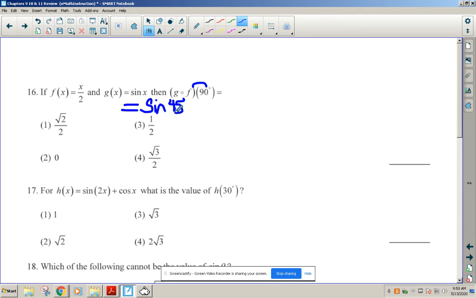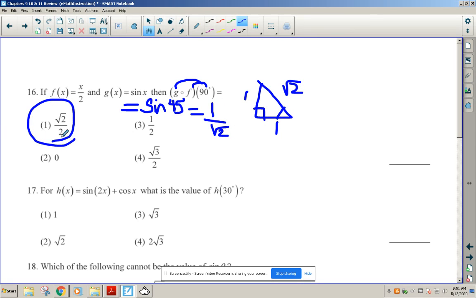So one more time. F is 90. You put 90 into F. 90 divided by 2, 45. So now you're putting the 45 into G. So sine of 45, this is going back to my special triangles. We're back at 3, 4, and 5. 1, 1, rad 2. So sine of 45 would be 1 over rad 2. And then you rationalize by multiplying by rad 2 over rad 2. And you get choice 1.